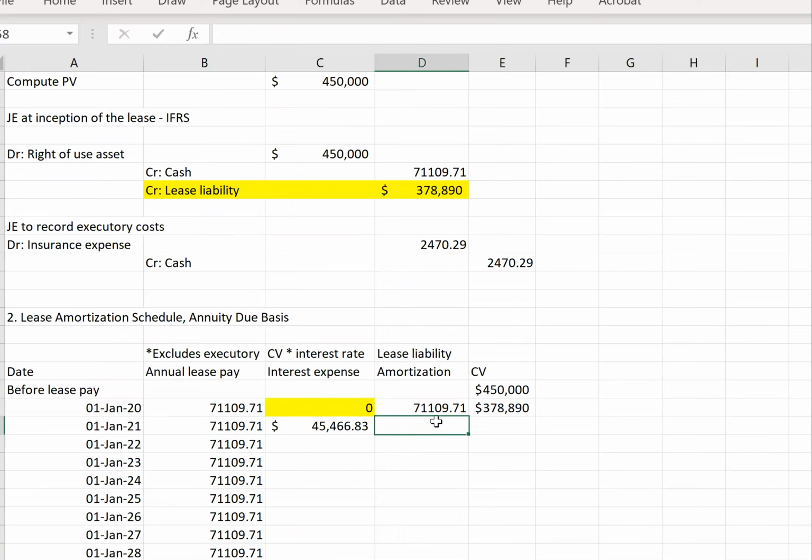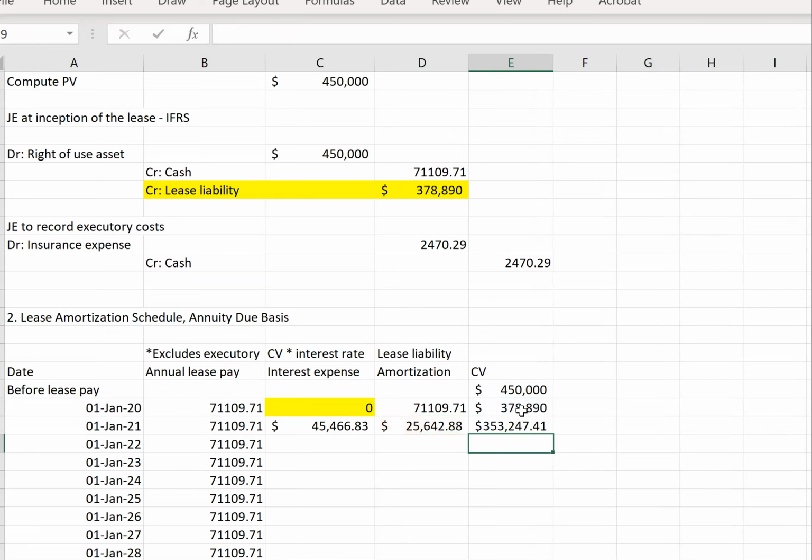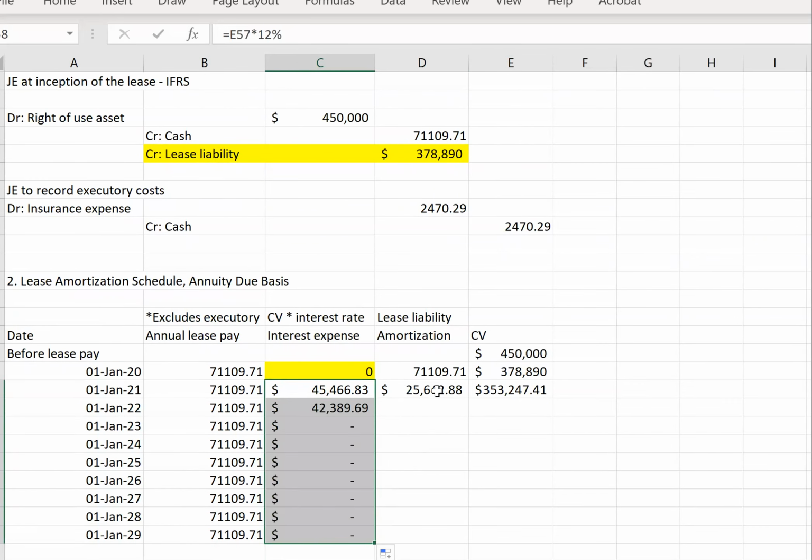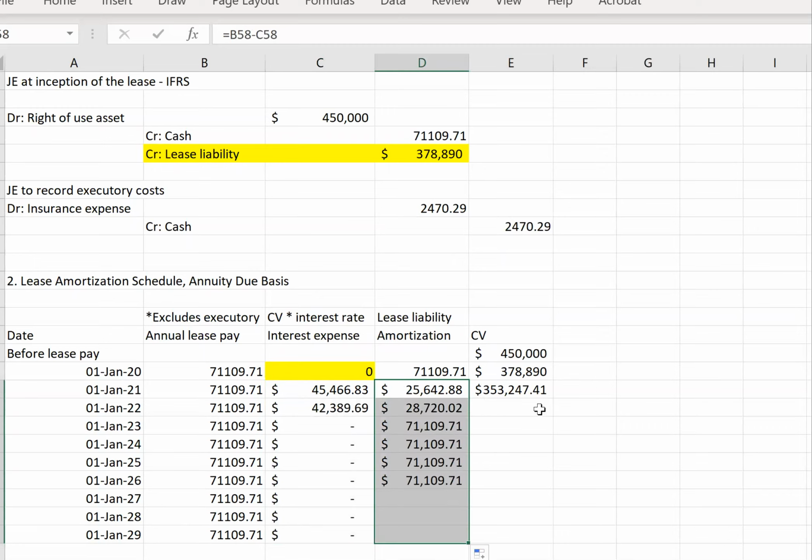My lease amortization is going to be the lease payment minus the interest expense, because the interest expense is the interest component, so the remainder is the principal. The principal reduction to my lease liability is going to be 25,000. So the new carrying value is simply our previous carrying value minus the principal portion, which is 353,247. We're basically just going to continue that on. Because I'm in Excel here, I'm just going to drag this formula down, and this one, and this one.